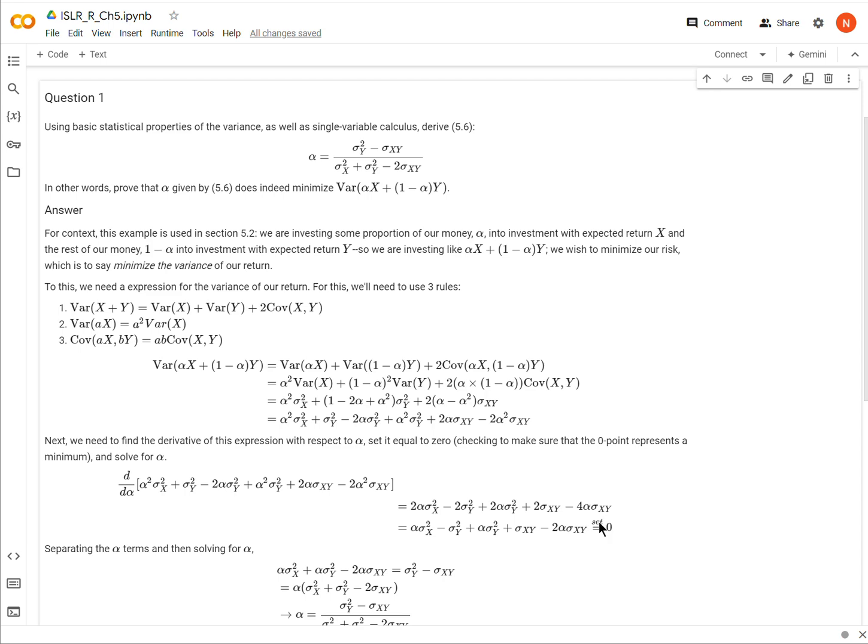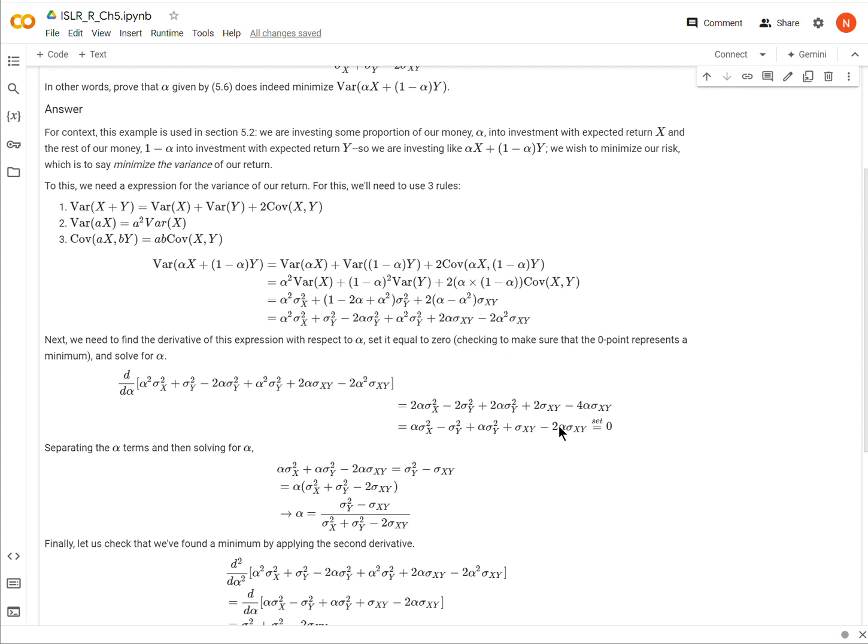Okay. And then I'm going to set this value equal to 0, right? That's how we find a minimum or maximum. We find where the derivative of the expression is 0. Okay. So when I set it equal to 0, now I want to solve for alpha, so I'm going to put all of the terms with alpha on one side of that equation, right? So I have this, and this. Those all stay over here, and then the variance of y and this covariance of x and y are going to go to the other side. Okay, so I have all this.